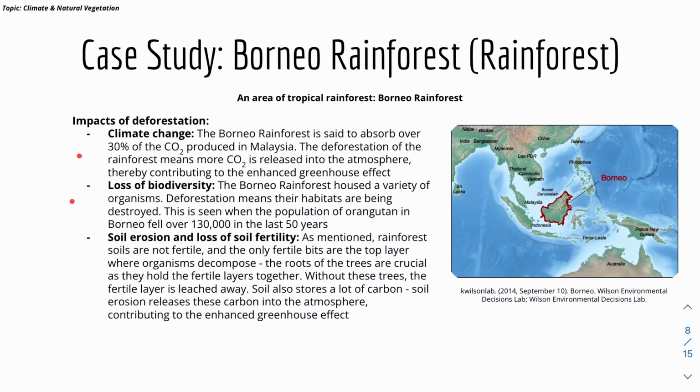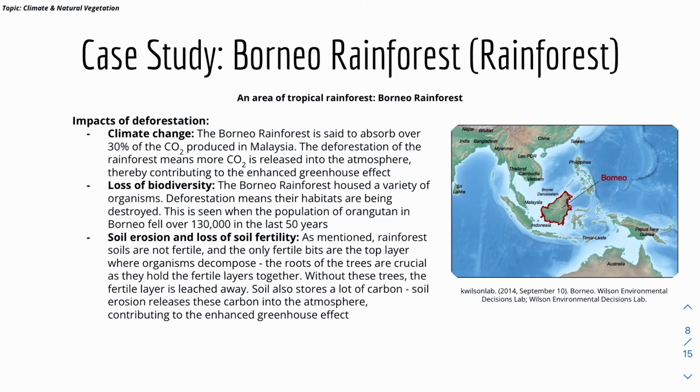And here are the impacts of deforestation. Number 1, we have climate change. Because the rainforest, as I said, is very important to regulate the global temperature, and it is said to absorb over 30% of the CO2 produced in Malaysia, deforestation affects the climate as more CO2 is released into the atmosphere, thereby contributing to the enhanced greenhouse effect.